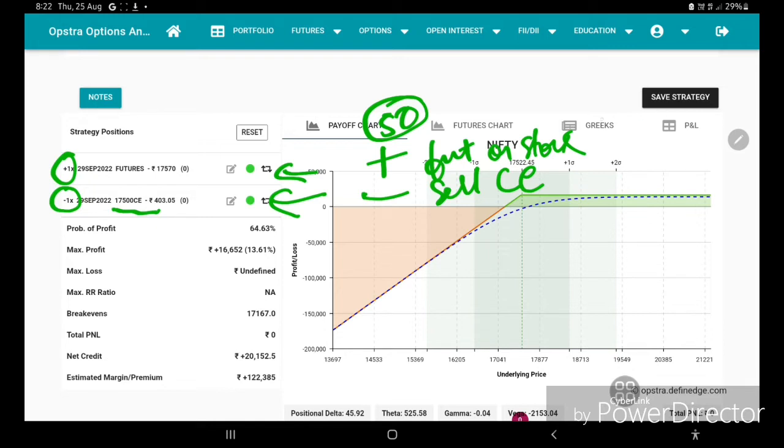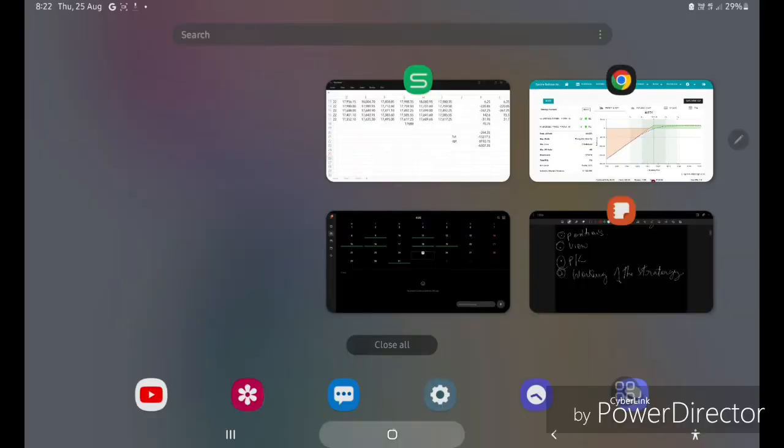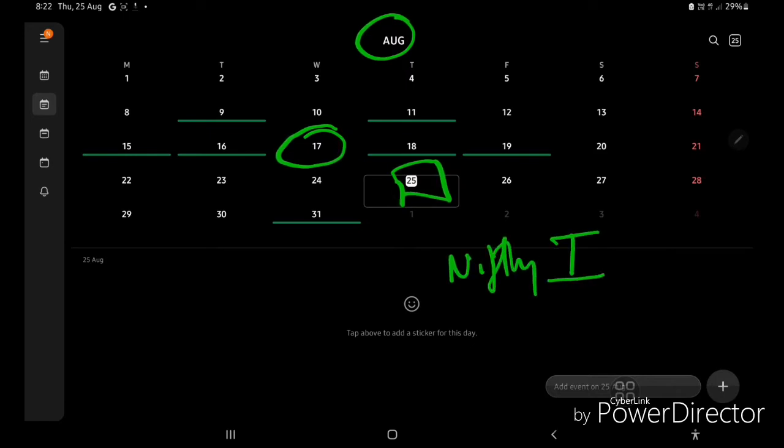So I hope that you understood. Now one thing that I wanted to tell you is that this is the calendar of August, and I had taken the positions on 17th, and I think till the expiry, this is the expiry, and you have to sell the future before the expiry, because on the expiry what happens is that a Nifty index and Nifty futures, so the future is going to expire on the index.